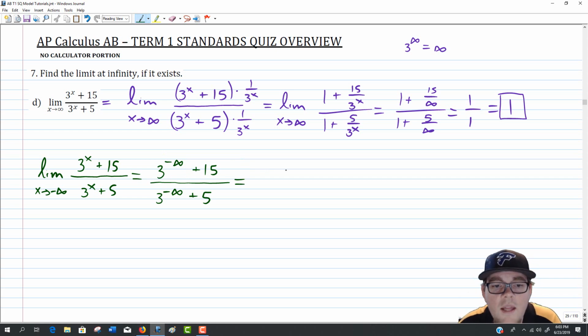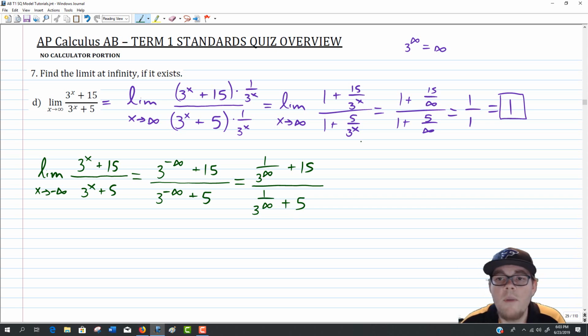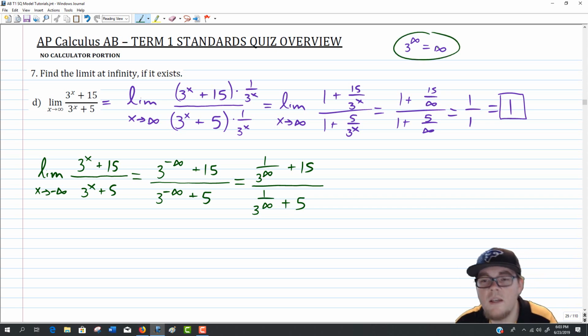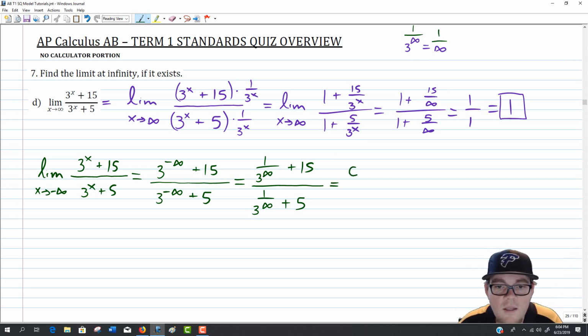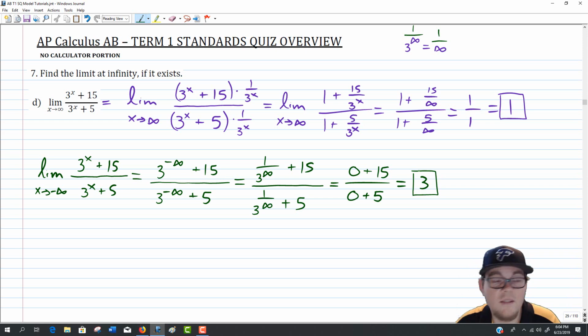Now I'll remind you that 3 to the negative infinity is the same thing as 1 over 3 to the infinity. But now once again, if 3 to the infinity is equal to infinity, then 1 over 3 to the infinity is of course equal to 1 over infinity, which means this limit is equal to 0 plus 15 over 0 plus 5. Meaning that had our limit been taken as x goes to negative infinity, we would have actually gotten 3 instead.